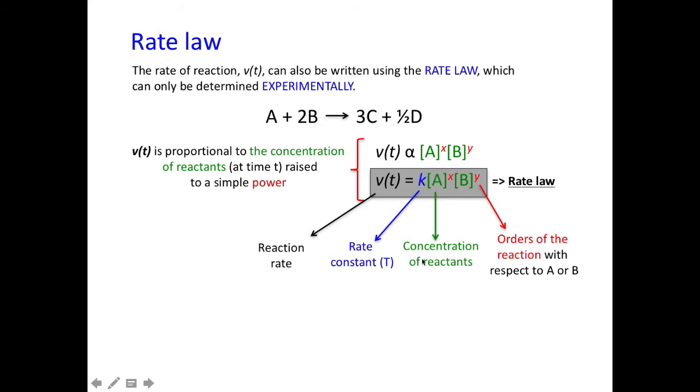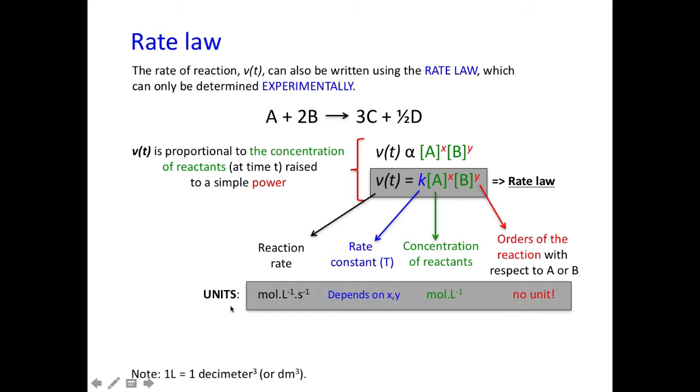The concentration of reagents or reactants A and B, and the exponents here are the orders of the reaction with respect to A or B. For instance, in this case, the order of this reaction with respect to A is x, and the order of this reaction with respect to B is y. And the global order of this reaction would be x plus y.